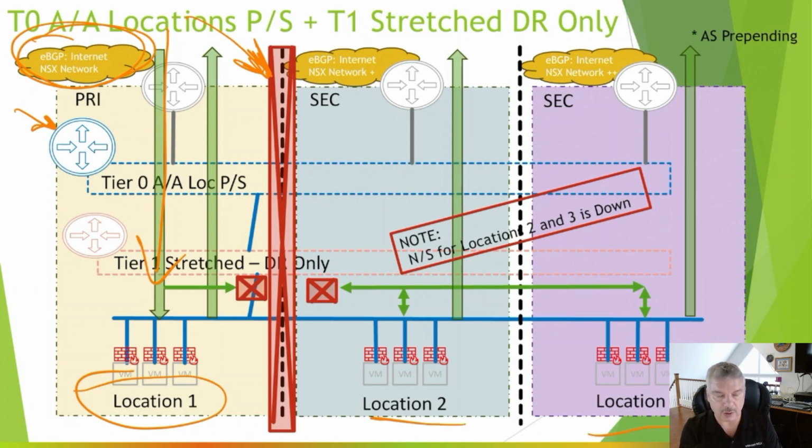Location 2 and 3 will say, oh, you know what? I can't see location 1 anymore. I'm going to use my default gateway and go out. And now when traffic comes back in, remember I said that we prefer to use location 1 for the blue network? Well, it's going to come out.